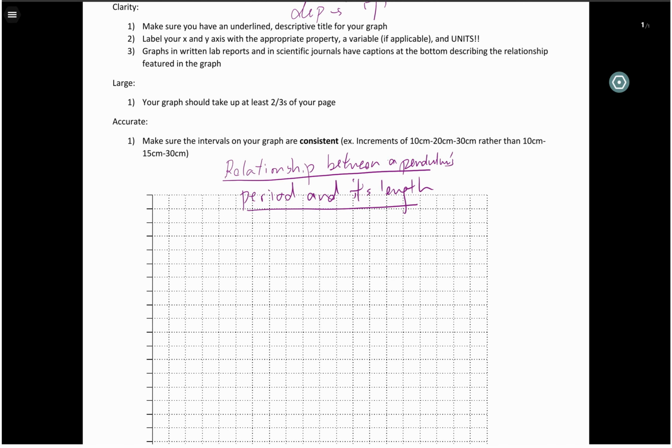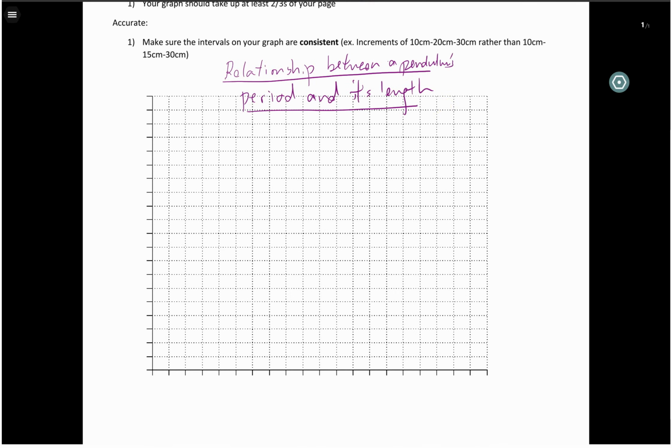Step number 2 is to make sure your X and Y axes are properly labeled, and most importantly, making sure they have their units. Sometimes a variable is applicable. In our case, you will find that a variable will be applicable. What does that look like?